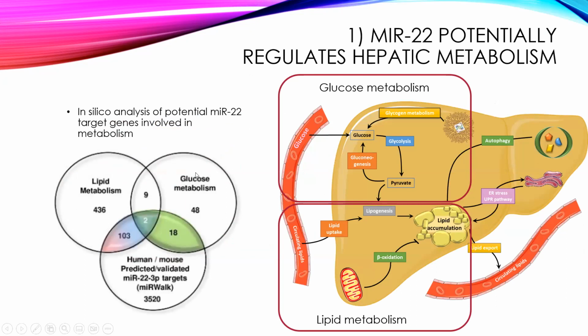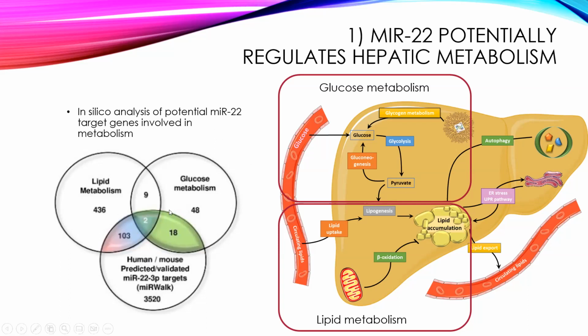And we cross-referenced this with a gene list that is bioinformatically generated of genes that are either predicted or validated to be targeted by this microRNA, to be regulated by this microRNA. And as you can see here, we had over 100 genes that are involved in lipid metabolism and are predicted or validated to be regulated by miR22.